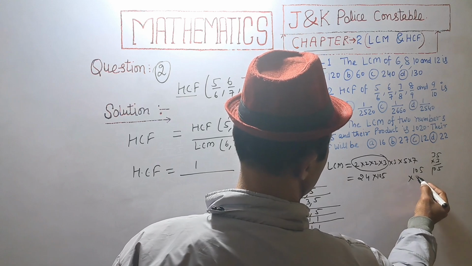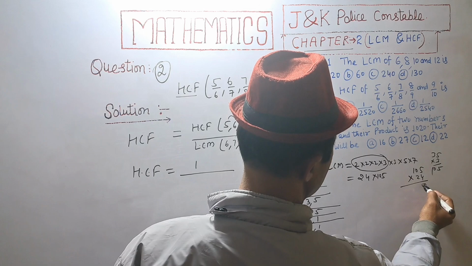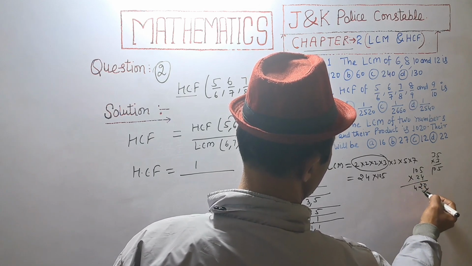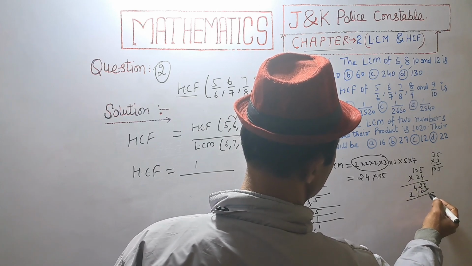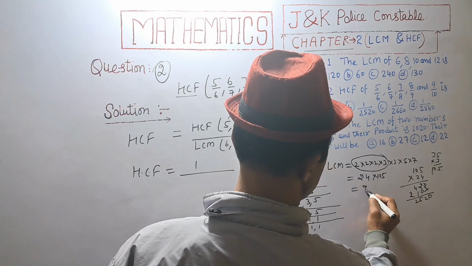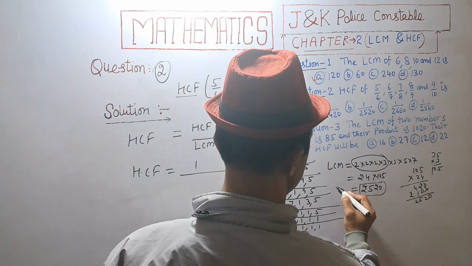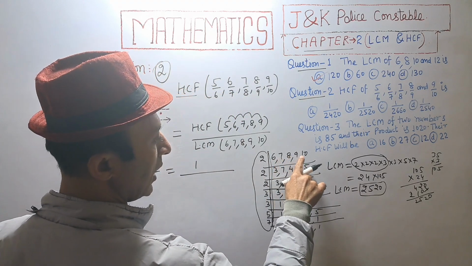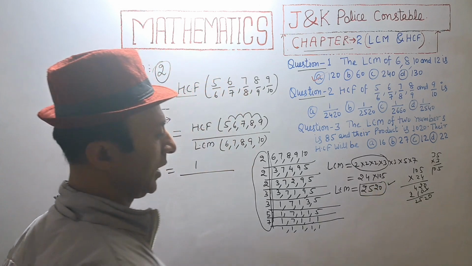And 105 into 24, 4 5s are 20, 4 1s are 4, 2 5s are 10, 2 1s are 2, that is equal to 2520. LCM we get 2520. It's LCM of 6, 7, 8, 9 and 10, that is equal to 2520.